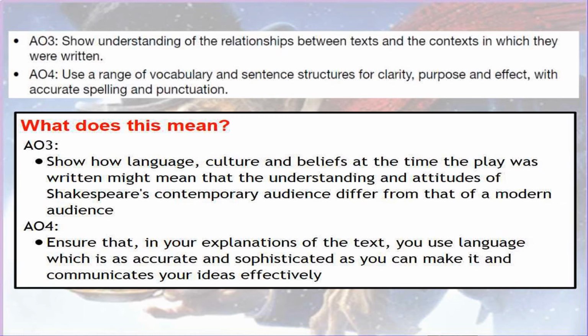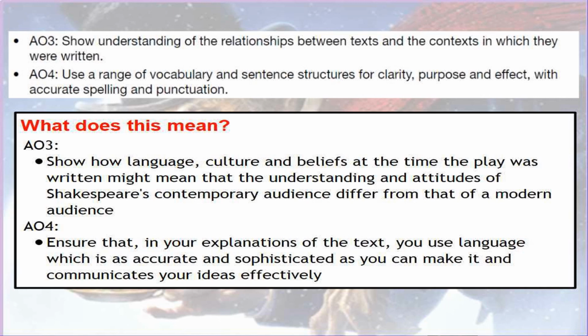So anything to do with the background to the writing of the text and the time it was set in, and showing an understanding that as a modern audience you might respond to things differently. Whatever the text is, the example there talks about Shakespeare, but if it's A Christmas Carol, you need to know something about the Industrial Revolution and the effects of that on the world in which Dickens was writing. If you're looking at the poetry, each poem has very specific cultural references and background, and you need to show some understanding of those ideas.